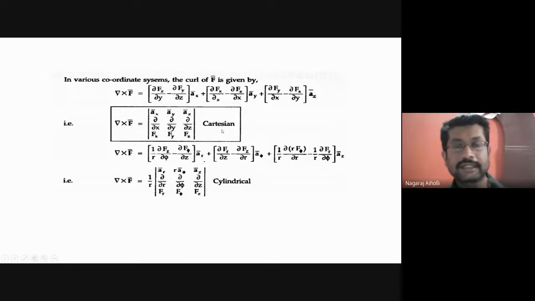This is in Cartesian. Similarly, in cylindrical, del cross F bar is equal to 1 upon r (dou Fz by dou phi minus dou F phi by dou z) the whole into Ar bar, plus (dou Fr by dou z minus dou Fz by dou r) the whole into A phi bar, plus 1 upon r (dou of r F phi by dou r minus dou Fr by dou phi) the whole into Az bar.